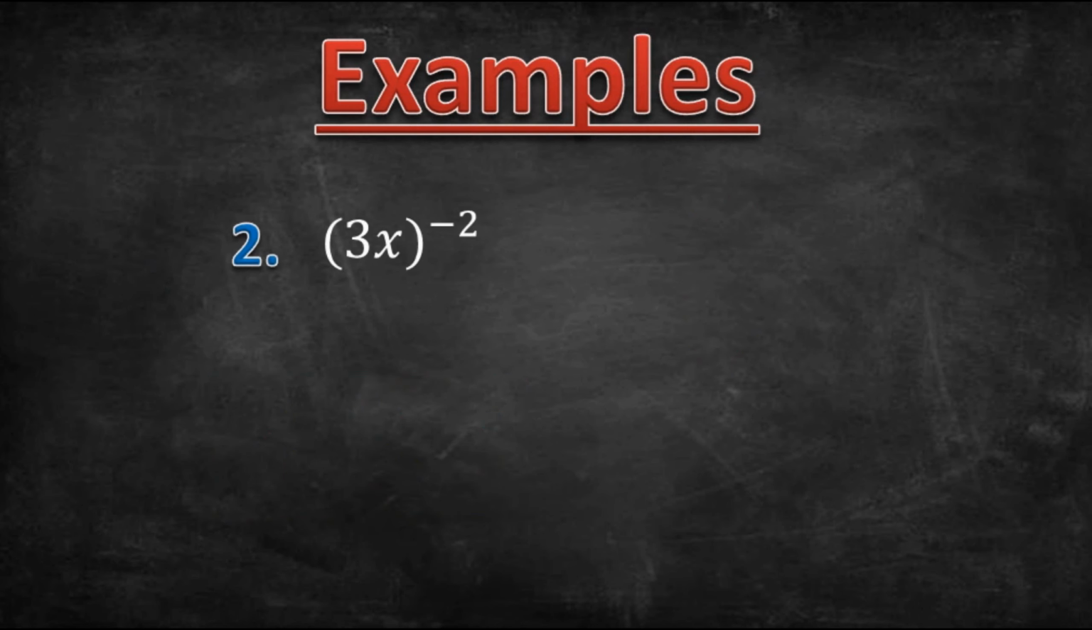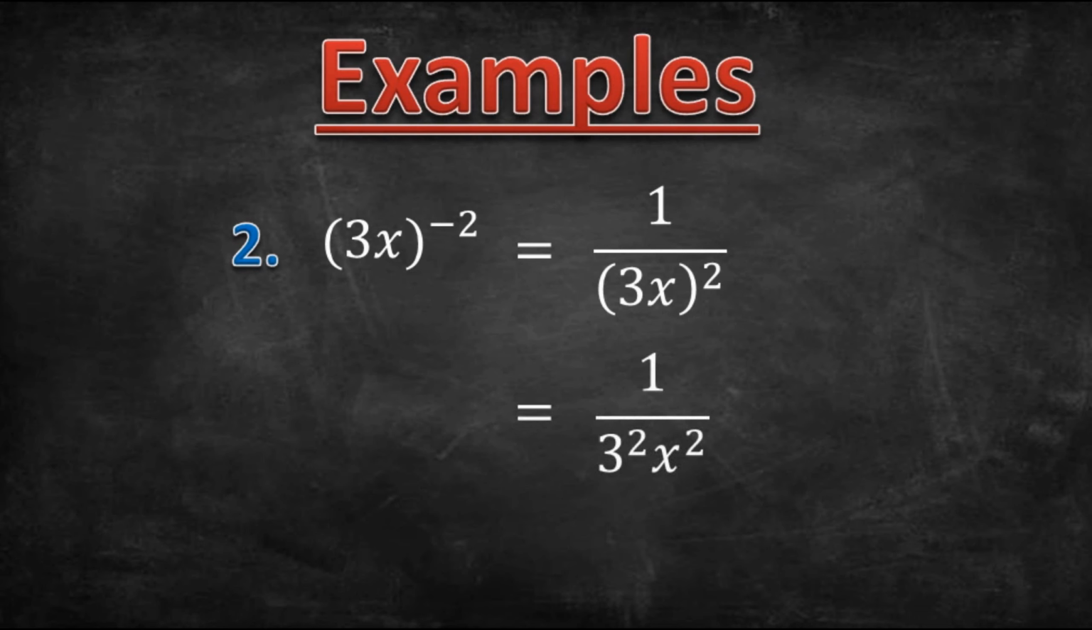So we have 3x in brackets to the negative 2. Important to note here that the power of negative 2 applies to everything inside the brackets. So then using law 6, we can write it as 1 over 3x all squared. Now we can use the third law that says we can multiply the powers inside the brackets by the power outside the brackets, and we get 1 over 3 squared times x squared, which of course is 1 over 9x squared.